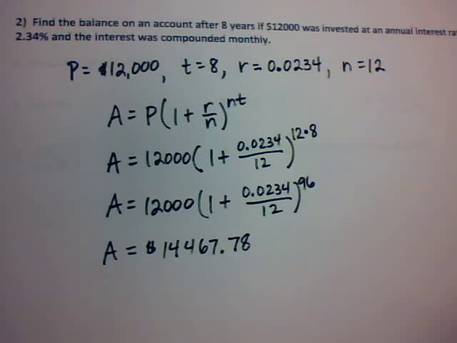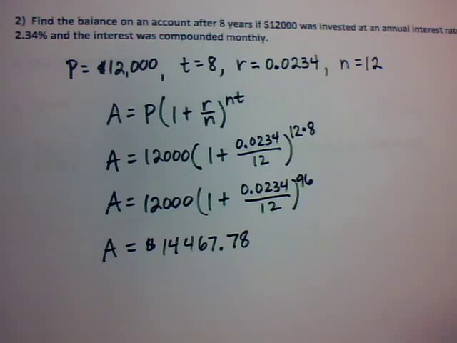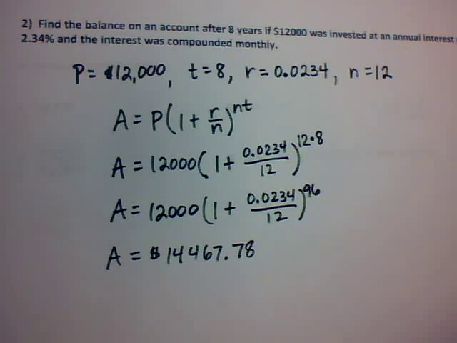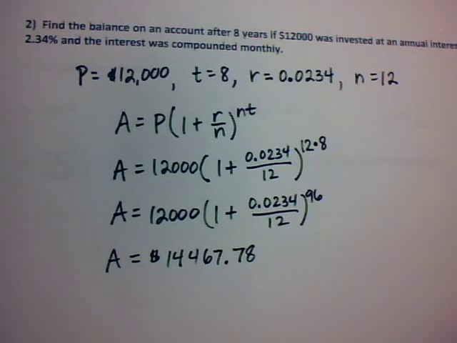$14,467.78. That represents the balance on an account after 8 years if $12,000 was invested at 2.34% interest compounded on a monthly basis.